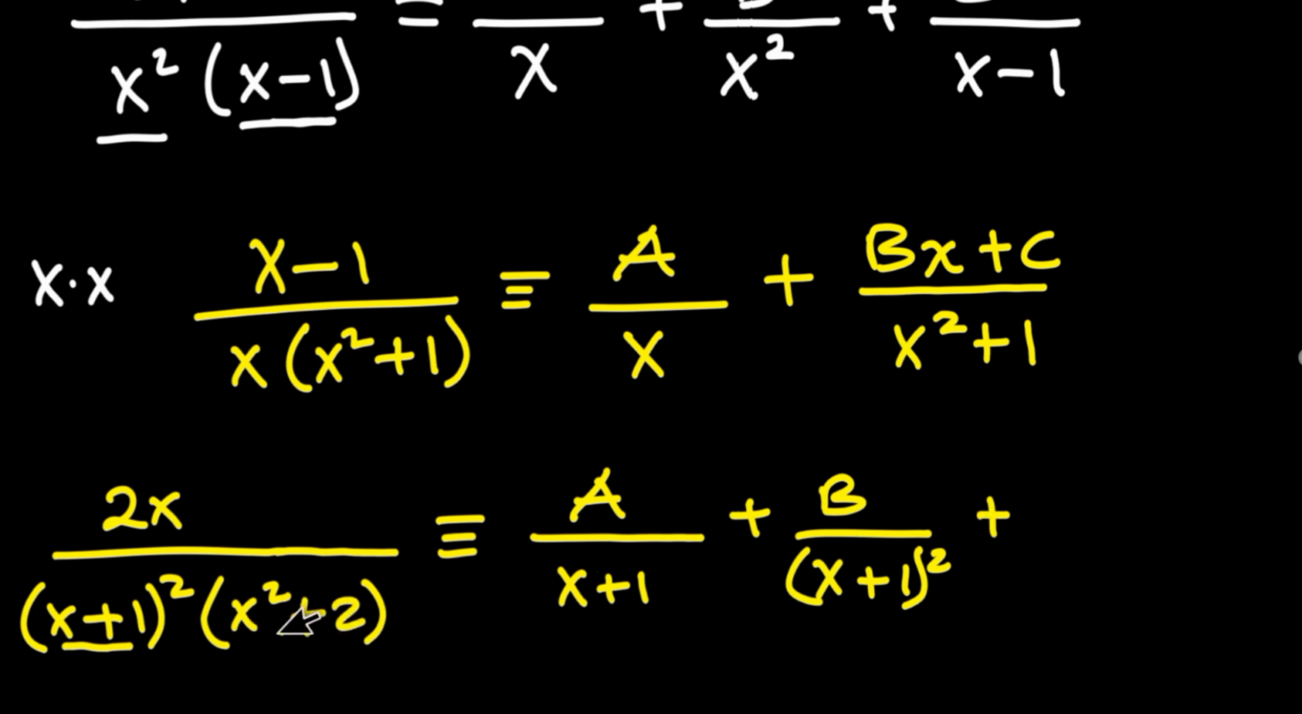And lastly, we are going to have this factor right here. You notice that this is a quadratic irreducible factor. So it means that the degree of the numerator must be linear. So this is going to be cx plus d all over x squared plus 2.